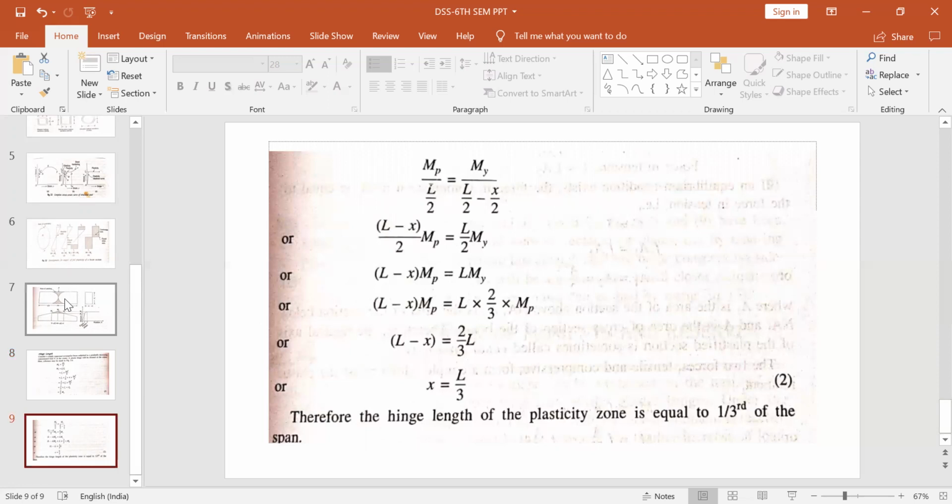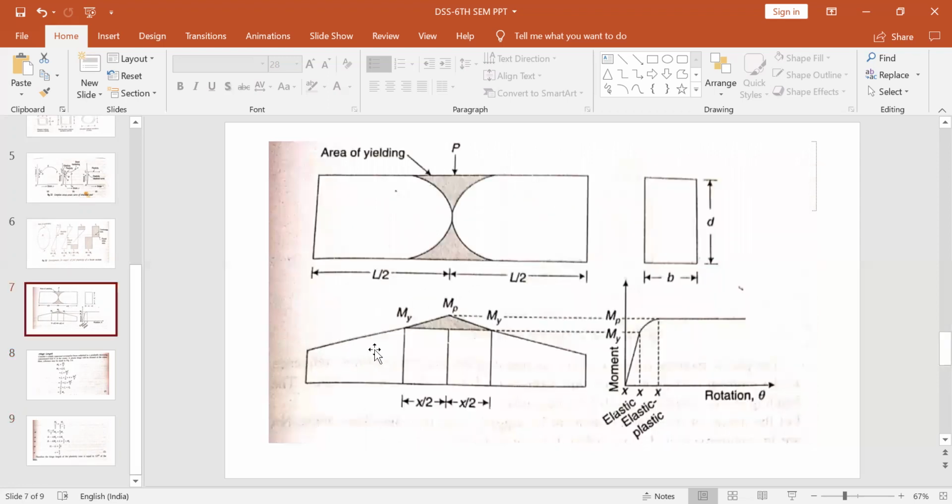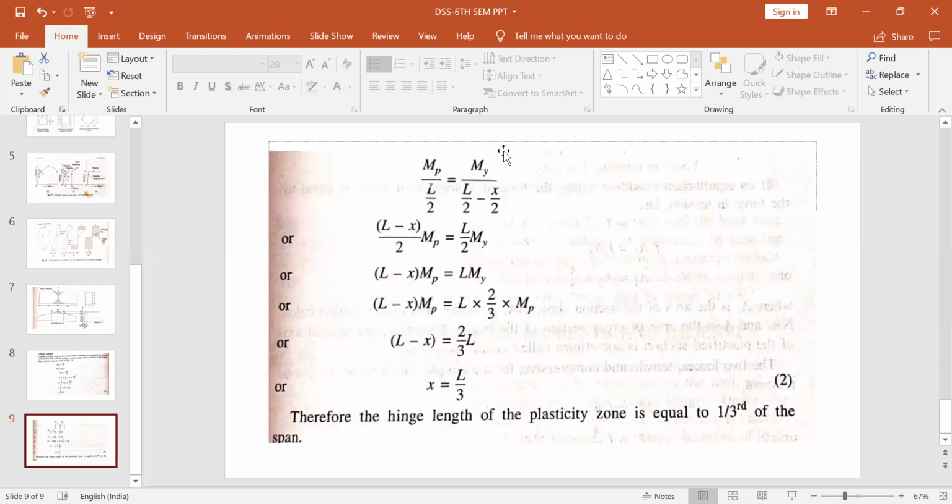if you see this, if you draw this line, it forms a triangle. From similar triangles, MP by what is this length? L by 2 will be equal to My by what is this length? This length will be L by 2 minus X by 2. So this is what is written here: MP by L by 2 equals My by L by 2 minus X by 2.